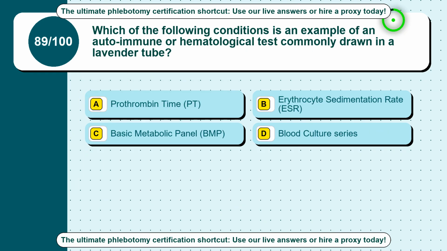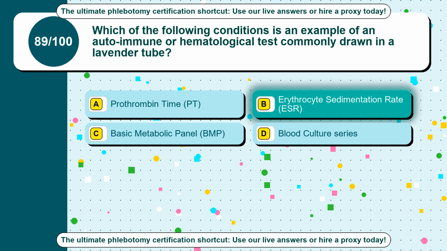Question 89. Which of the following conditions is an example of an autoimmune or hematological test commonly drawn in a lavender tube? Option A. Prothrombin time, patient. Option B. Erythrocyte sedimentation rate, ESR. Option C. Basic metabolic panel, BMP. Option D. Blood culture series.